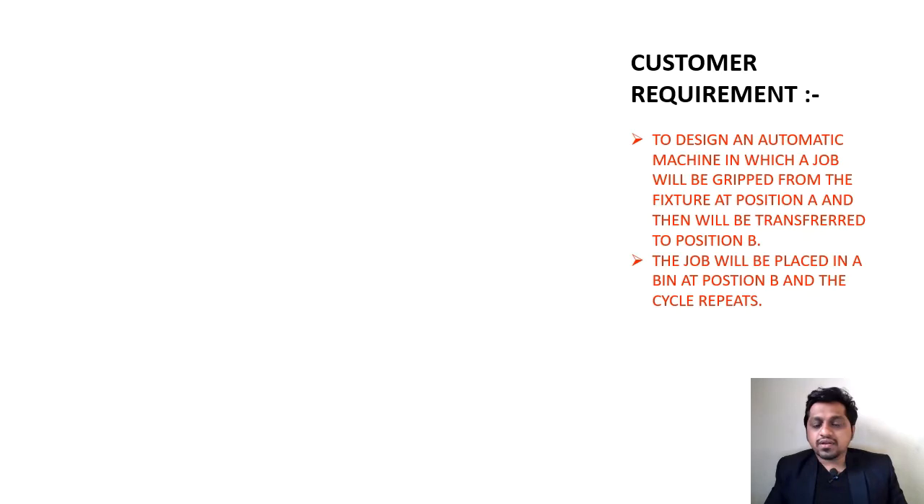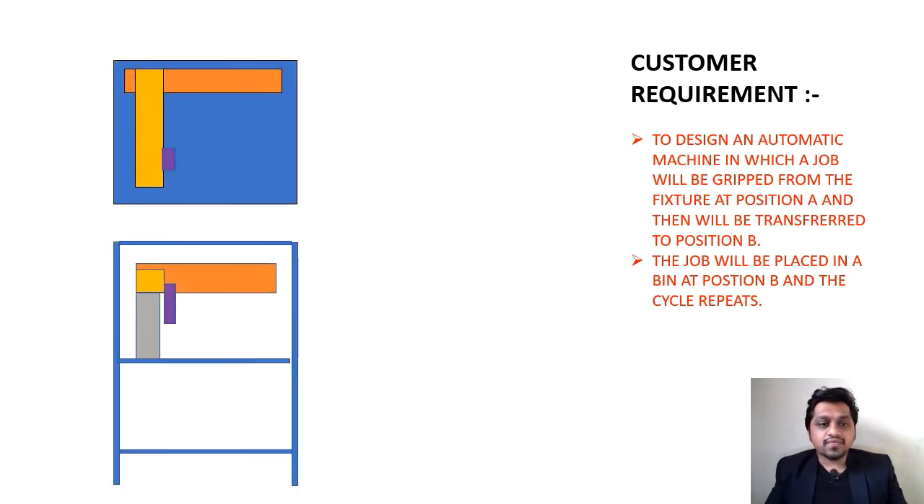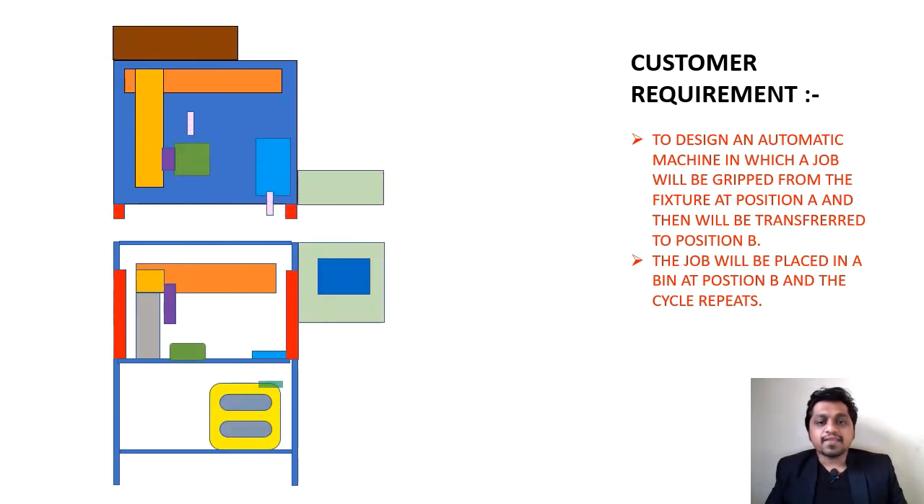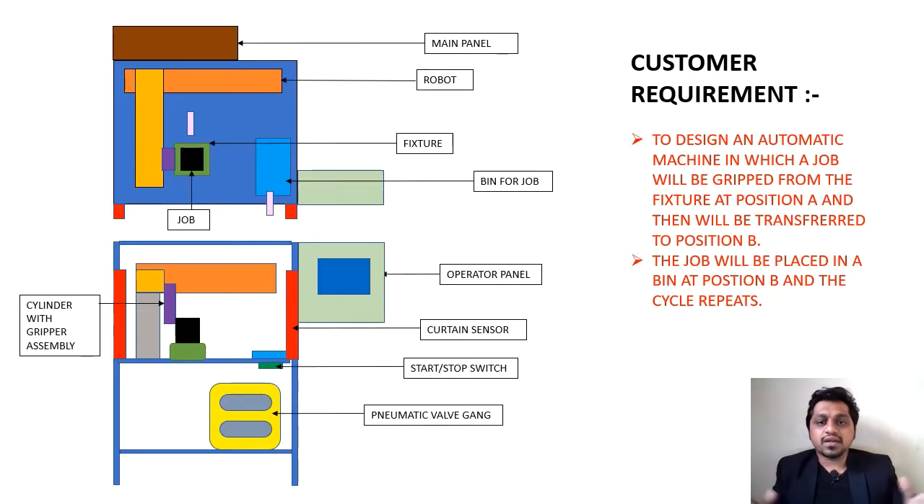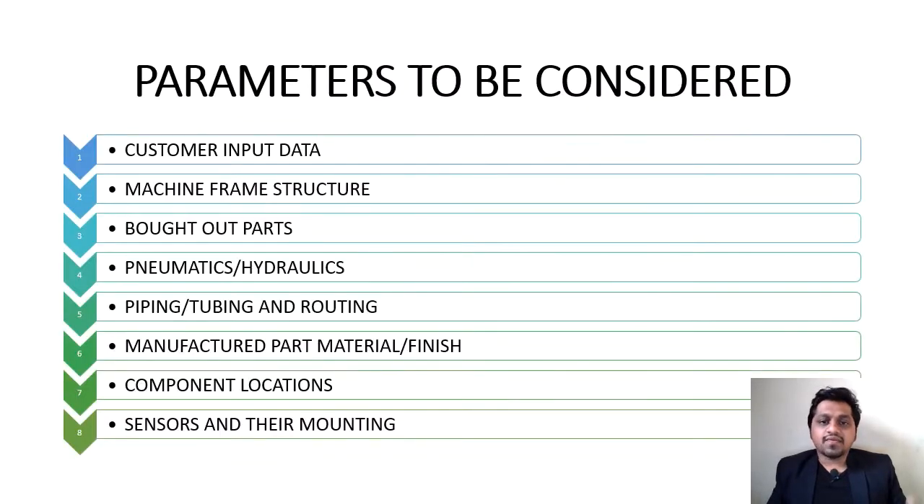So here is our customer requirement. You might have seen this. We have to design an automatic machine in which a job will be gripped and placed from one place to another place, and the transfer is automatic, right? And we have designed this machine with all the parameters, and we have considered all these things for our machine. Now let's see what parameters are required to be considered.